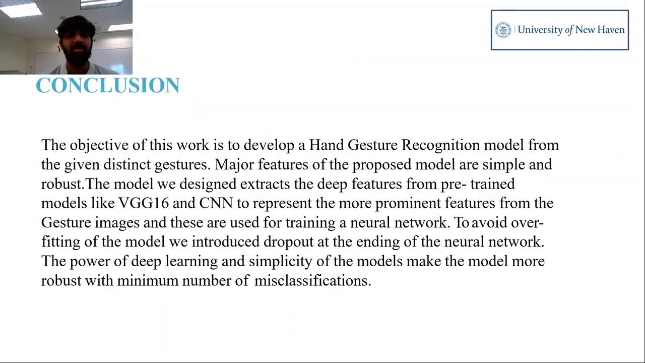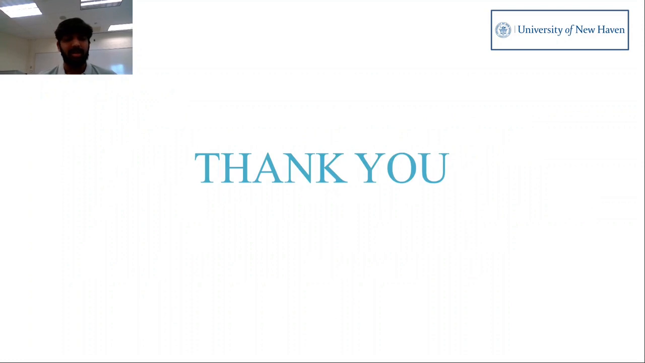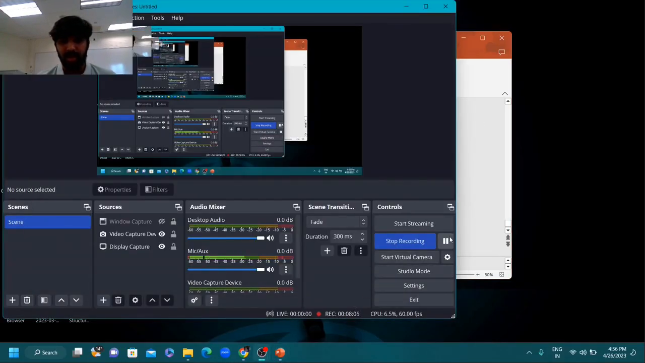So the conclusion: my project is mainly based on guessing gestures by capturing video. We use CNN and VGG16 for it. These are some of the references I used while doing this project. And that's it. Now I'm going to share my dataset and the working code.